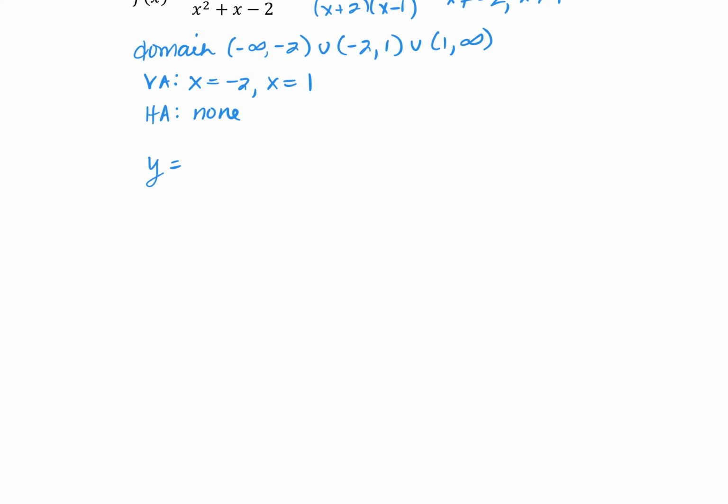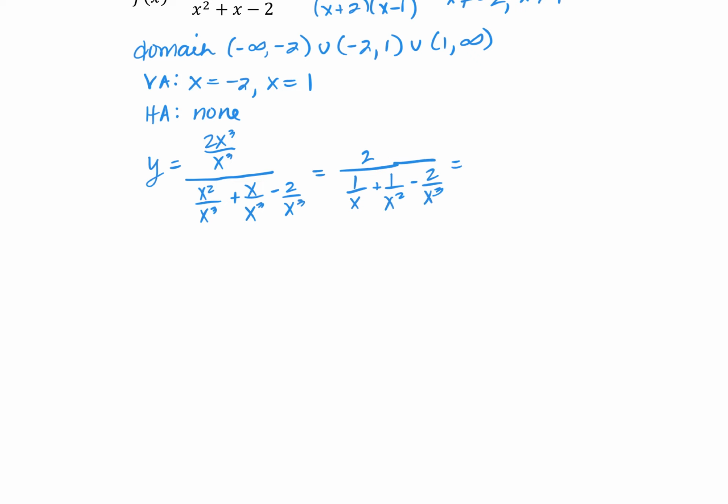computation. Then you would just divide all the terms by x to the third to get 2x to the third over x to the third, divided by x squared over x to the third plus x over x to the third minus 2 over x to the third. And then we have 2 over 1 over x plus 1 over x squared minus 2 over x to the third.